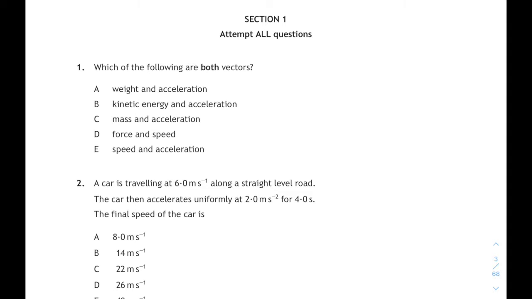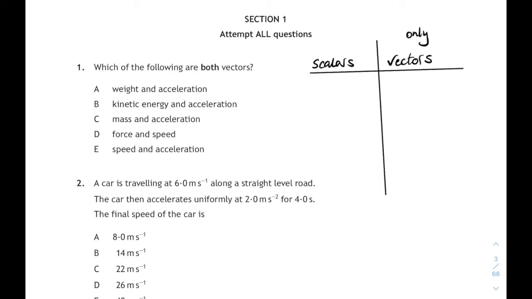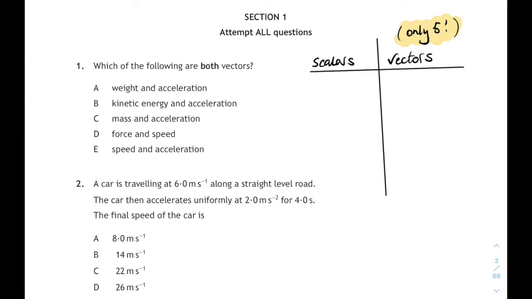Well, remember, all the quantities that we use in physics are either scalars or vectors. Scalars only have size, but vectors have size and direction. Now, you only need to know about 5 vectors, so let's make a little list of them. There are loads of scalars, but there's only 5 vectors that you need to remember. And if you remember the 5 vectors, then everything else goes on the side of the scalars.